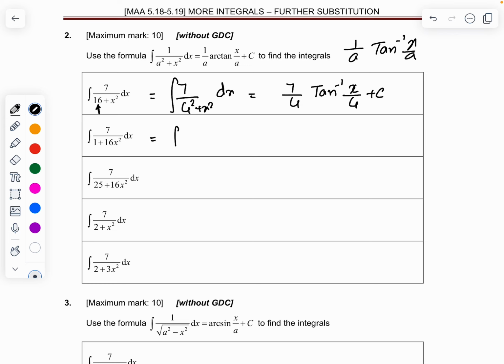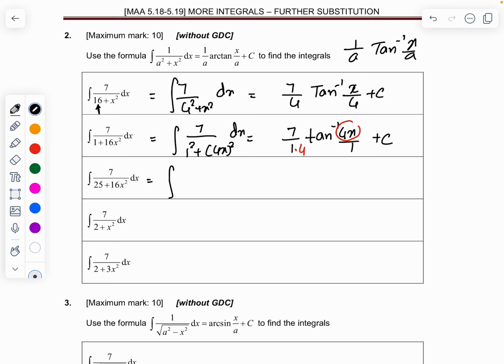Now for this one it is the integral of 7 upon 1 square plus 16x squared, which can be written as 4x whole square. So it is 1 upon a, which is 7 upon 1, then tan inverse 4x upon 1 plus c. But the most important thing is the chain rule: the derivative of 4x is 4, so don't forget to divide by 4.